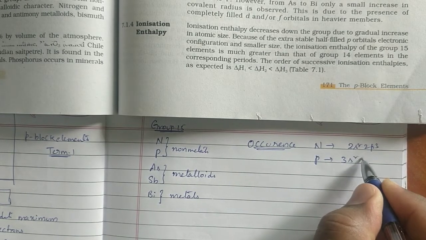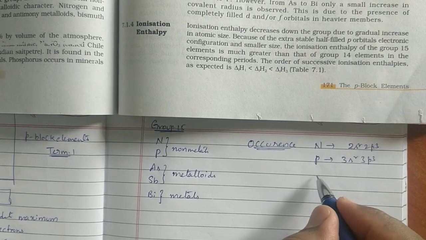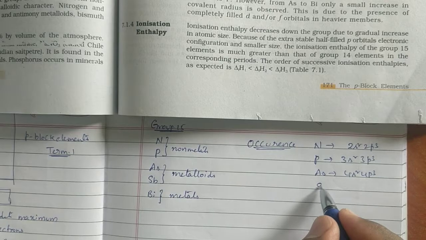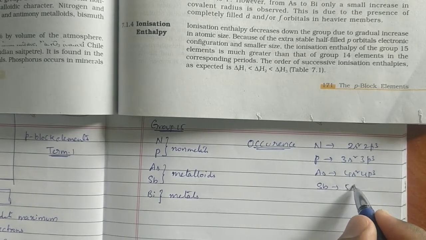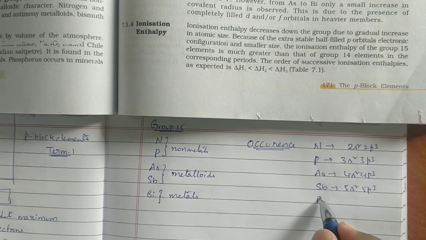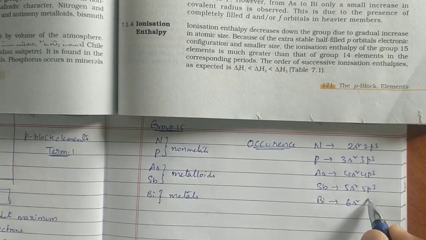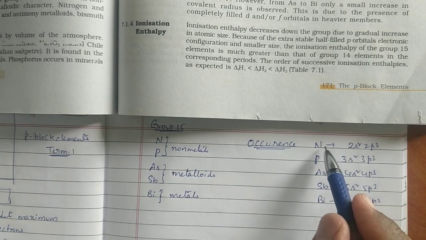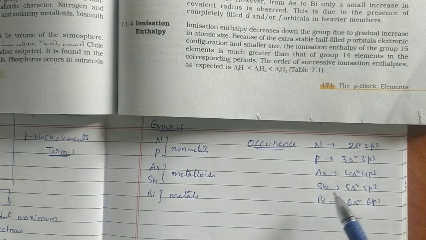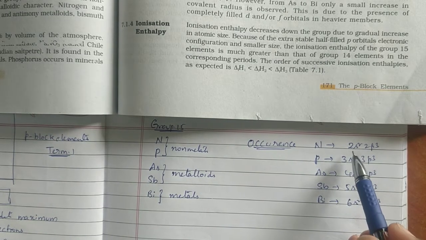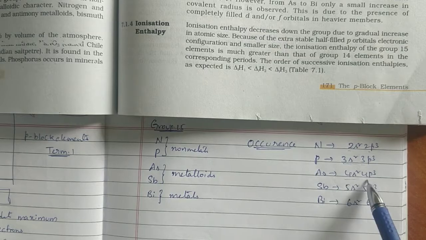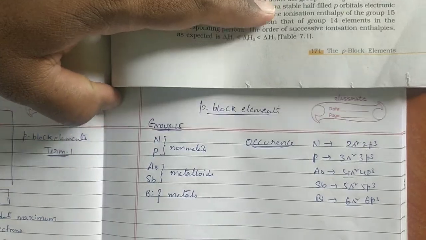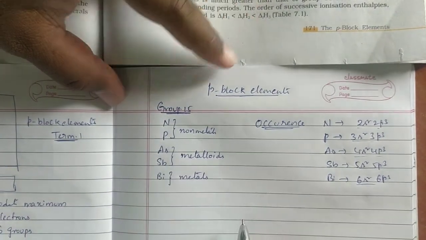Phosphorus 3s2, 3p3. Arsenic 4s2, 4p3. Antimony 5s2, 5p3. Bismuth 6s2, 6p3. This is the outermost electronic configuration of nitrogen, phosphorus, arsenic, antimony, bismuth respectively. Only the shell number is getting changed, but the number of electrons present in the outermost shell is the same. That is only its group number. 5 plus 10, 15. Its group number you will get.